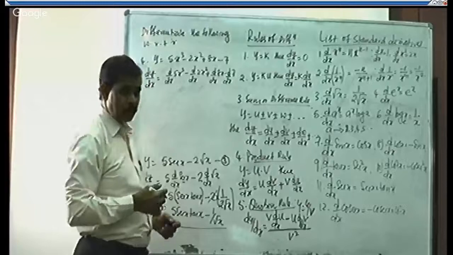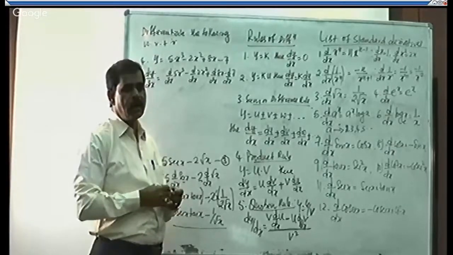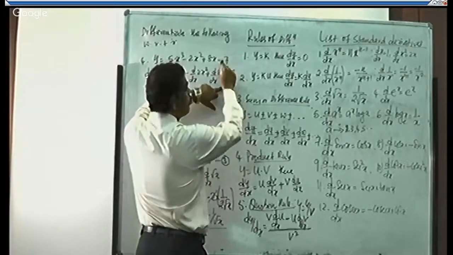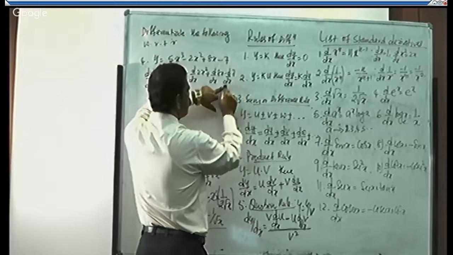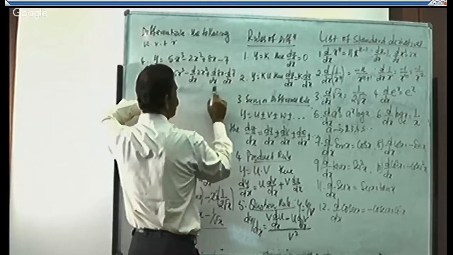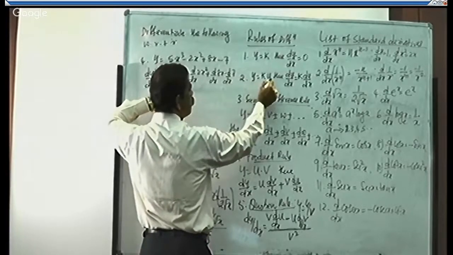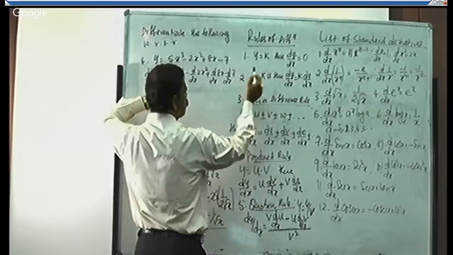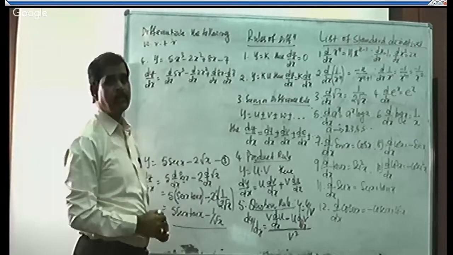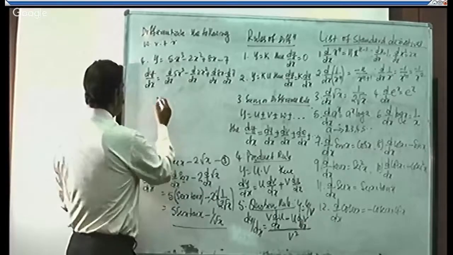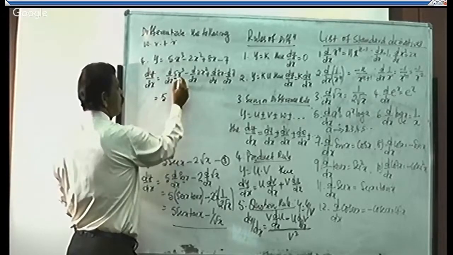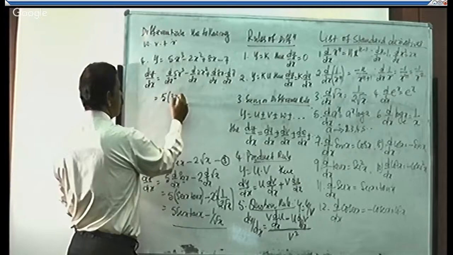Here both the first rule as well as the second rule are combined. Where is the first rule? See the last term. What is the last term? Only 7, which is a constant. See, differentiation of a constant. See the other terms: they appear like constant into a variable, a function of x. Then how to differentiate? We have to keep the constant as it is and differentiate the x term. Okay, dy by dx is: keep the 5 as it is, 5 into differentiation of x cube. Differentiation of x cube is 3x square.